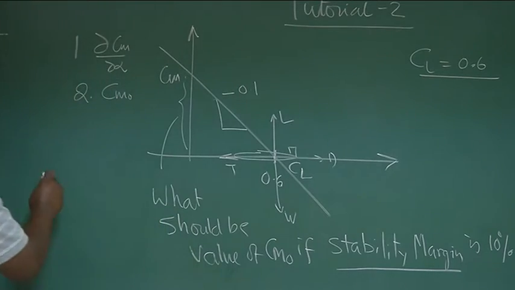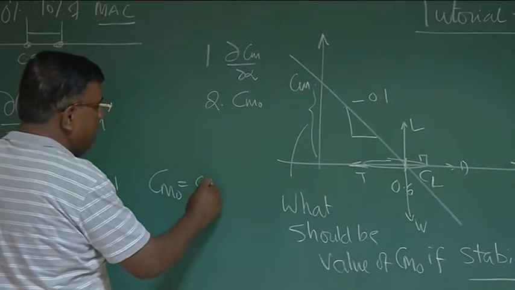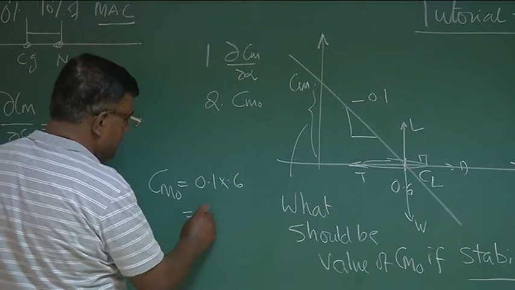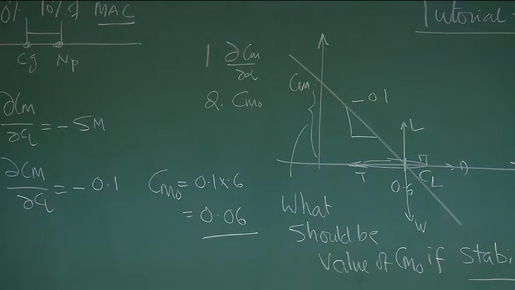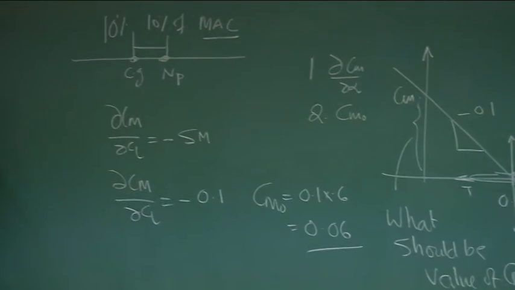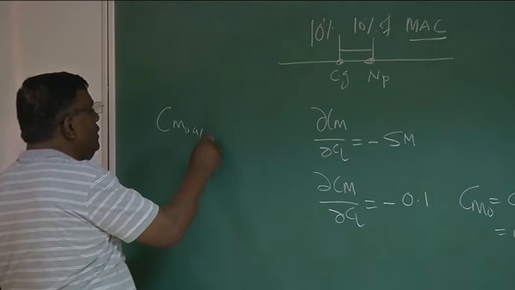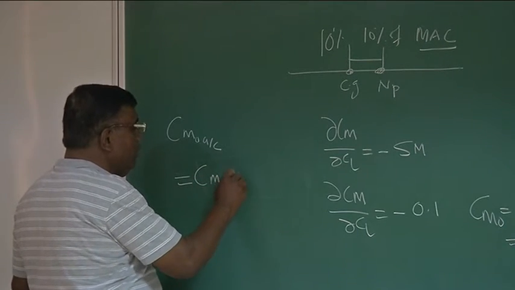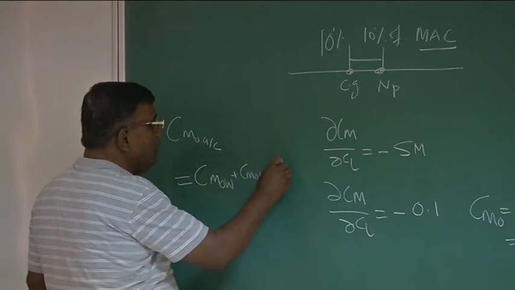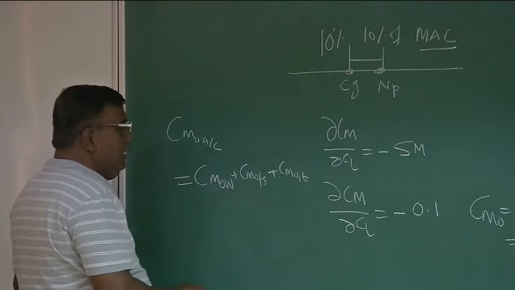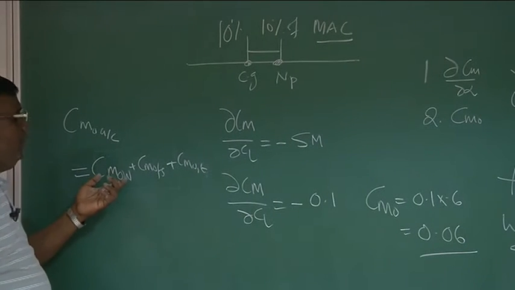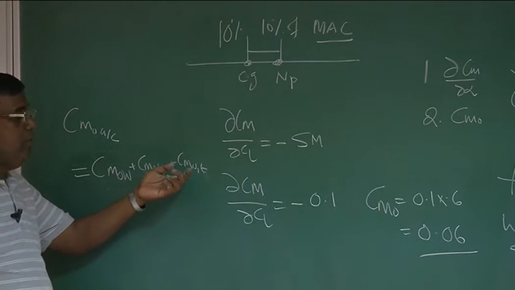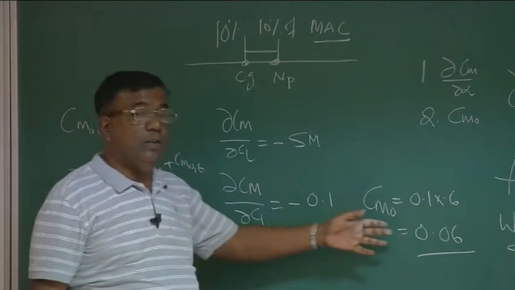So what is the Cm naught then? The Cm naught, you could see easily, it is 0.1 into 0.6, and that is 0.06. So I need Cm naught equal to 0.06. So when I am designing an airplane, I should ensure that Cm naught of aircraft is equal to Cm naught wing plus Cm naught fuselage plus Cm naught tail. What we understand, the Cm naught 0.06 means the contribution from wing, contribution from fuselage, contribution from tail, when they add up, they should add up to 0.06.